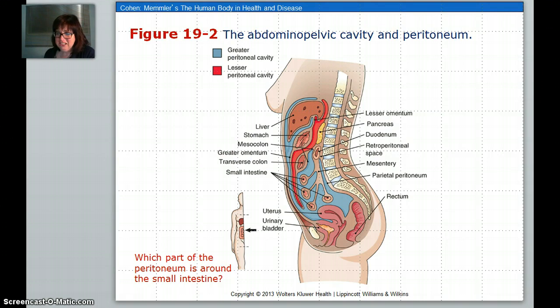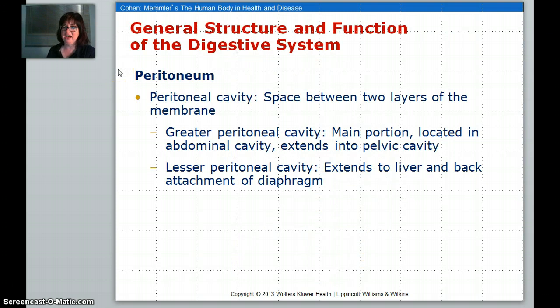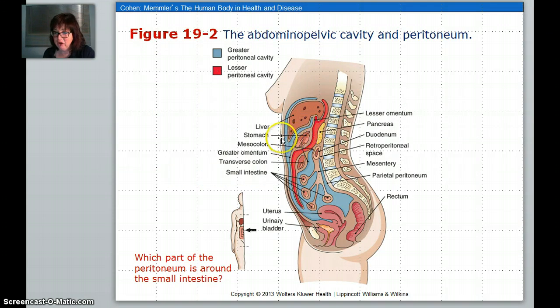Then you have the peritoneal cavity. The peritoneal cavity is the space between the layers. The greater peritoneal cavity is located in the abdomen, it extends into the pelvic cavity, and then you have the lesser cavity, which extends to the liver and back to the attachment of the diaphragm. Notice the diaphragm, although it's pushed up here, is the upper layer of the abdominal cavity. Very important. That's what keeps the guts below and the lungs and heart above.